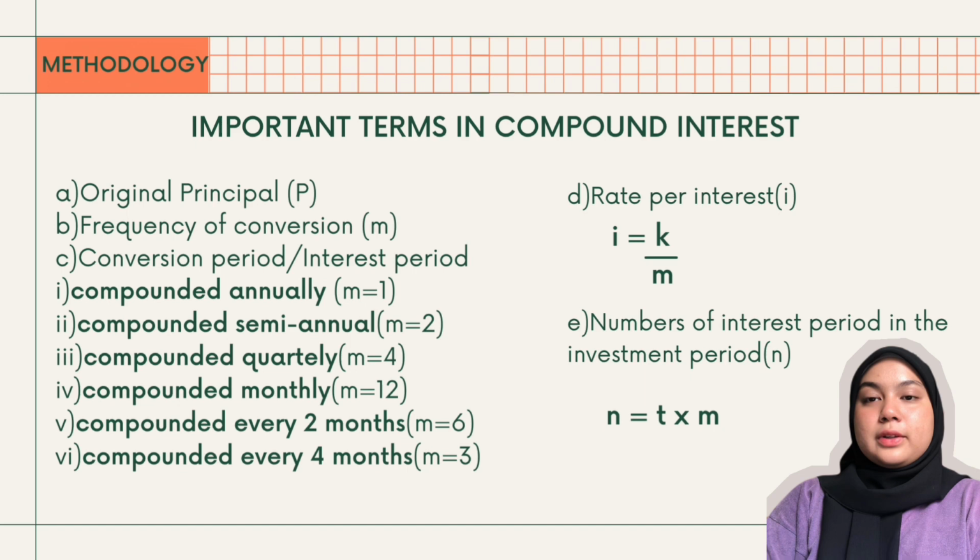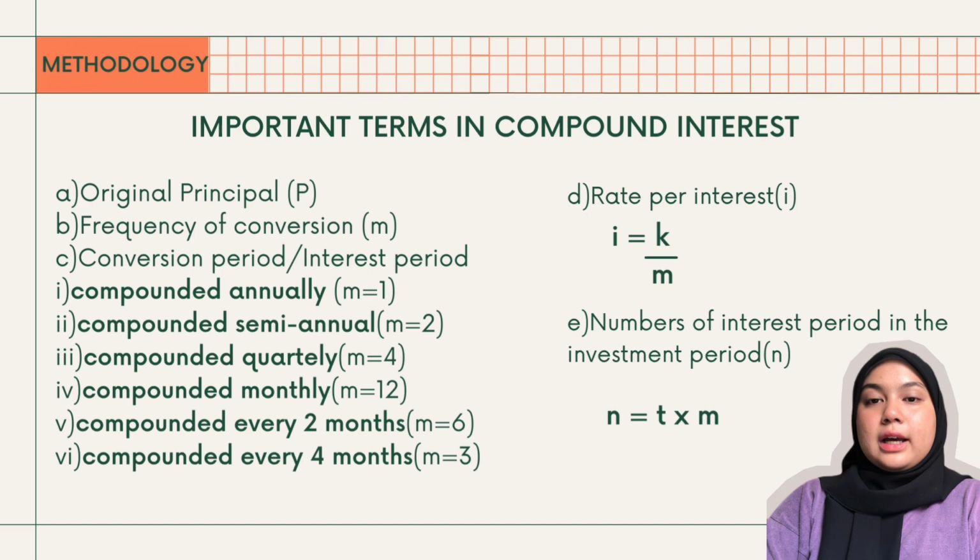There are five important terms in compound interest. First, original principal, P. P is the amount of the loan or deposit. Second, frequency of conversion, M. M is the number of times interest is calculated in a year. Third, conversion period. Conversion period is when the interest is compounded annually, semi-annually, quarterly, monthly, every 2 months, or every 4 months. Fourth, rate per interest, I.